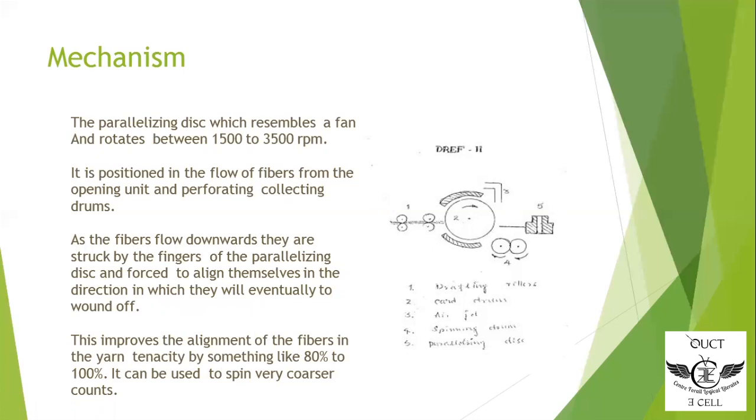Basically this disc opens and parallelizes those fibers, such that the twist which is already in the fibers will be reduced and they become parallel, and that will be used for the next products. That improves the alignment of the fibers, with yarn tenacity of something like 80% to 100%. So it can be used to spin very coarse yarns. That is all about this method 2 draft spinning.